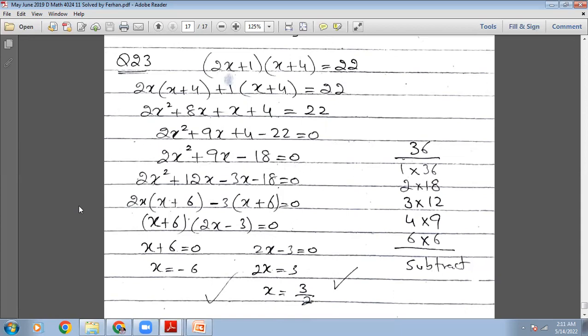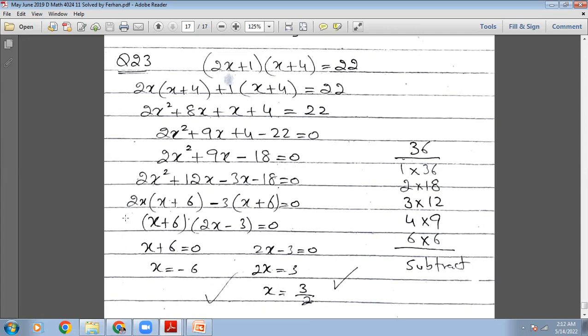So you will have 2x squared plus 12x minus 3x minus 18 equals 0. So from these first two, I will take 2x common. So you will have 2x bracket x plus 6 bracket close minus 3 common. So you will have x plus 6 equals 0. So x plus 6 into 2x minus 3 equals 0. Because these two brackets are multiplying, and the answer is 0.